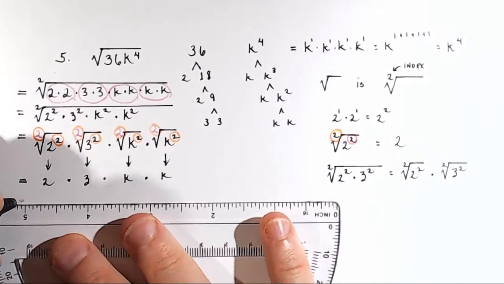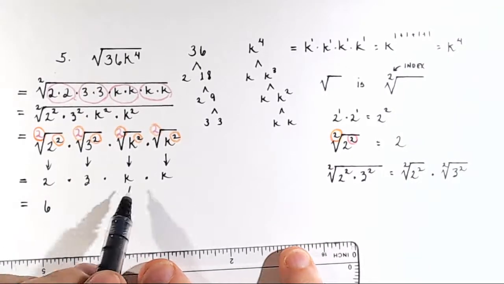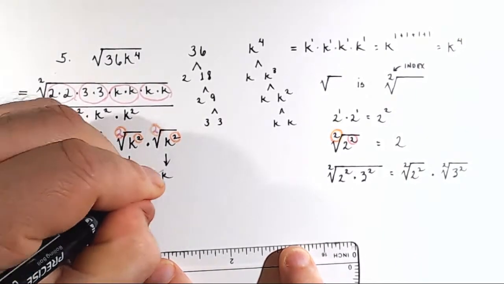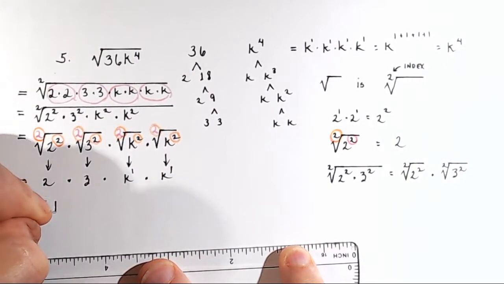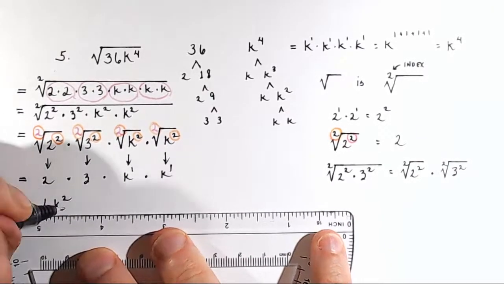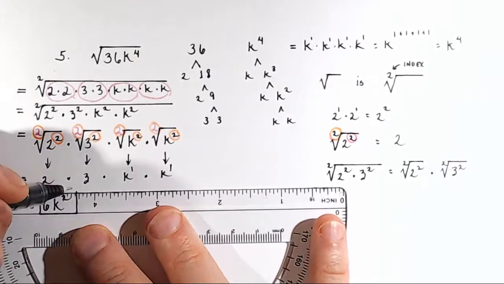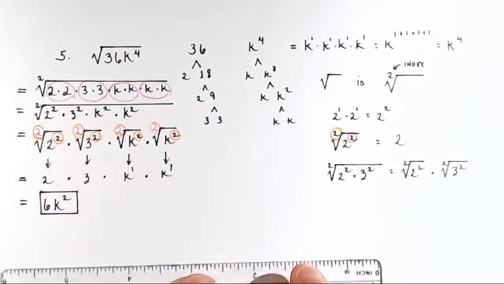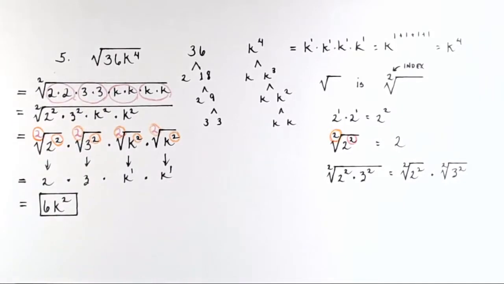2 times 3 is 6. K times K, here we're using the product rule of exponents. K times K is K squared. So we write 6K squared. And that is the simplified expression. Pretty elegant, right? It's pretty neat that we can do that. Take square root of 36k to the fourth and get rid of the root entirely and leave just 6k squared.